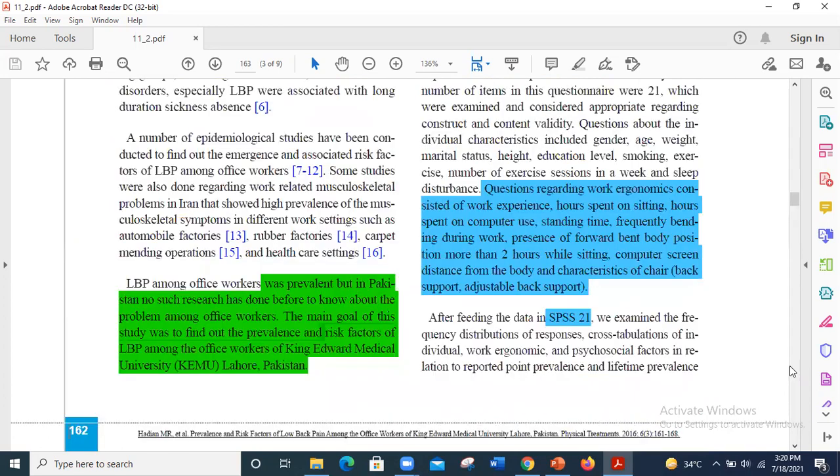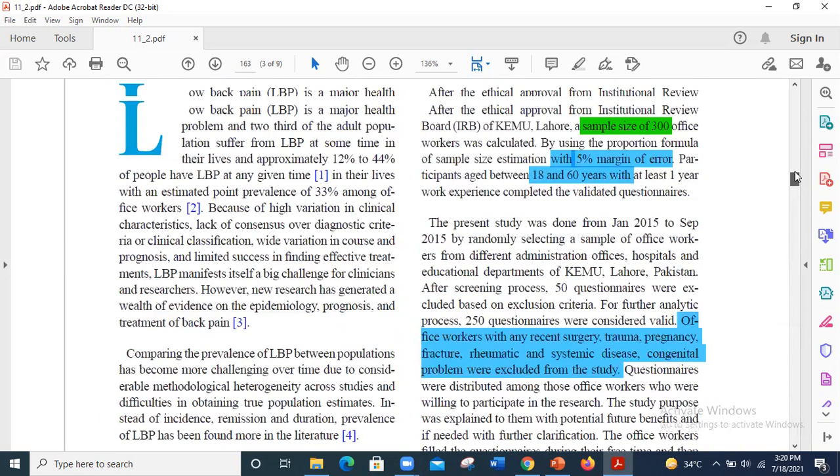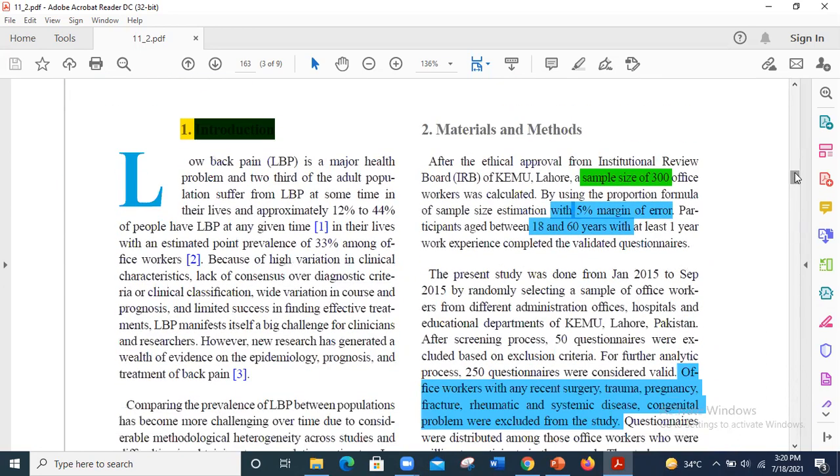Okay, moving on, next is the introduction portion. As I told you before, the introduction portion is comparatively a lengthy portion where you are supposed to explain your problem in detail. First of all, you will explain your problem, you will define your problem. Say, for example, here we have an article on low back pain. I'm going to explain what is low back pain.